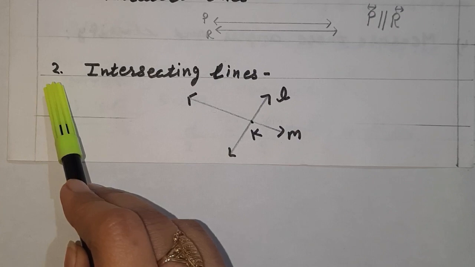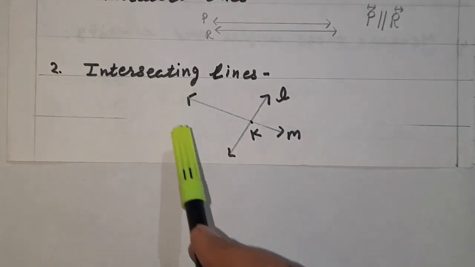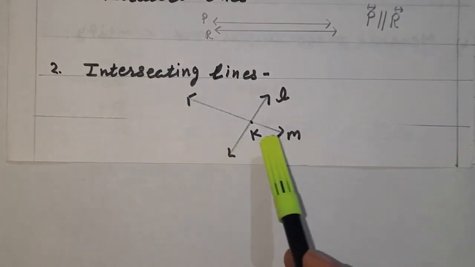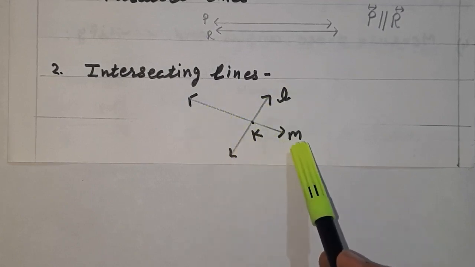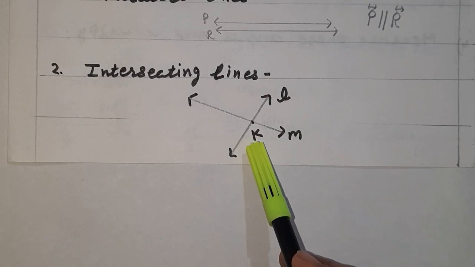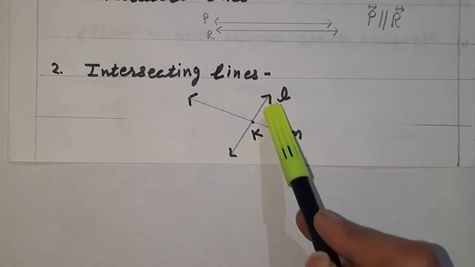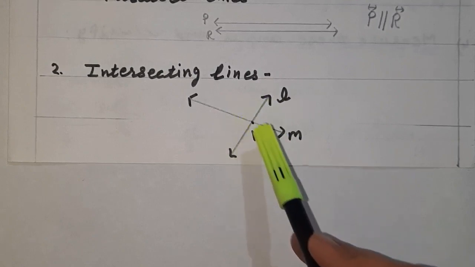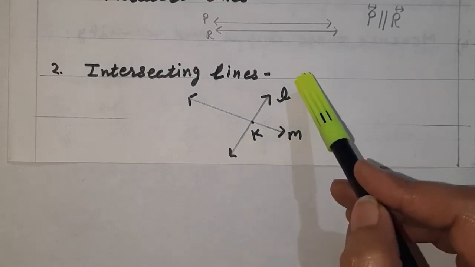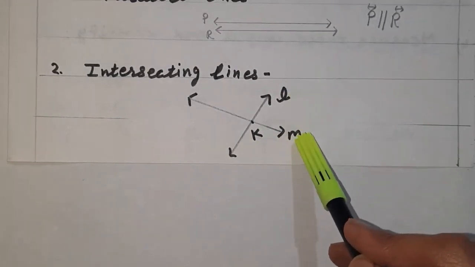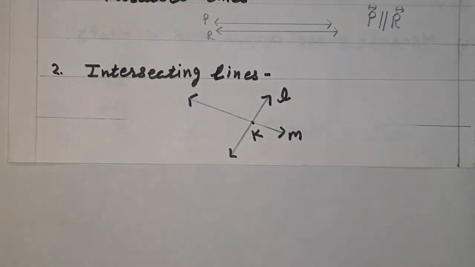Second type of lines, intersecting lines. Two lines that meet at a common point are called intersecting lines, and the point where they meet is called the point of intersection. K is the point of intersection. L and M are intersecting lines.